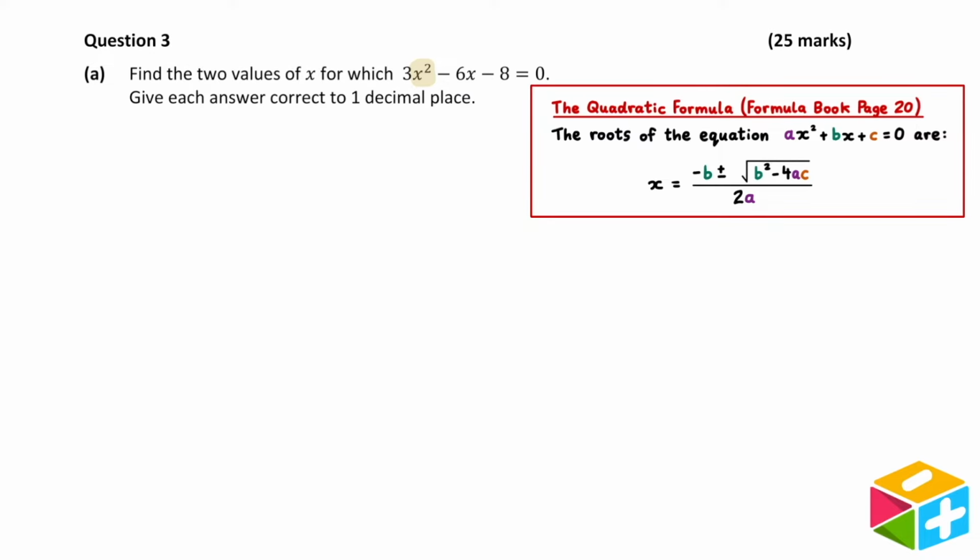To solve these, we can use the quadratic formula, which is on page 20 of our formula book. This tells us that the roots of the equation ax squared plus bx plus c equals 0 are x is equal to minus b plus or minus the square root of b squared minus 4ac, all over 2a.